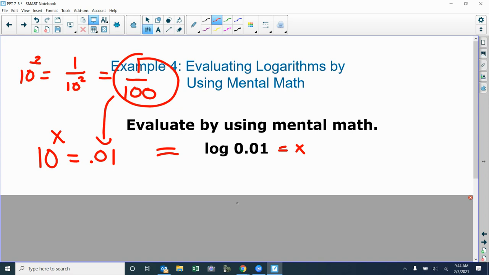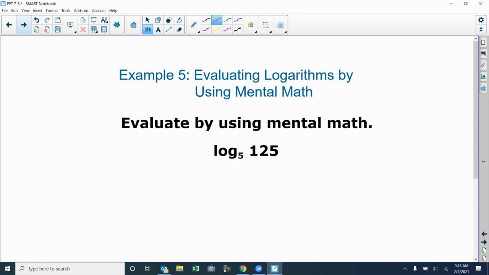What do logs solve for? Unknown exponent. What's the one log that does in your calculator without any problem at all? Base 10, which is the common log. Base 10 is called the common log. Uh-oh, not base 10, but let's rewrite it. Think about it. Rewrite this in exponential. What's it going to be? 5 to what power is 125? Can you do this one mentally? That's what we're looking for.